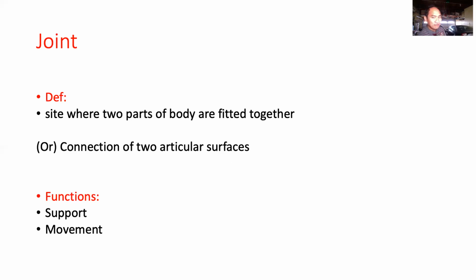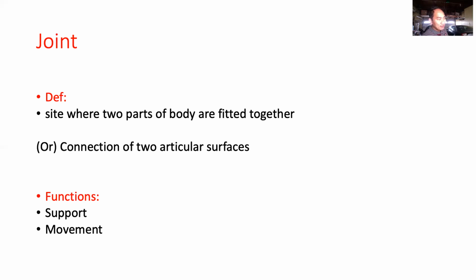So let's define what is a joint. A joint is a site where two parts of the body are fitted together. So two body parts come and attach together, and that is a joint.